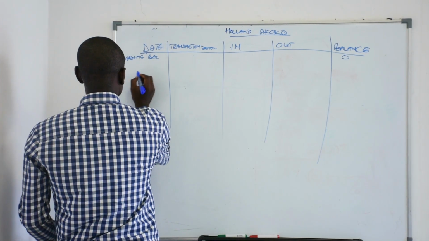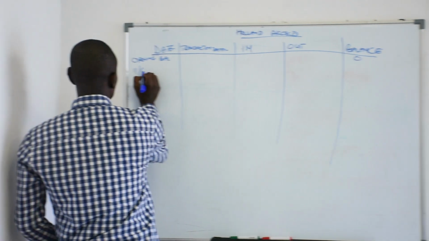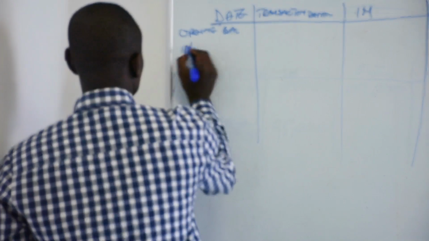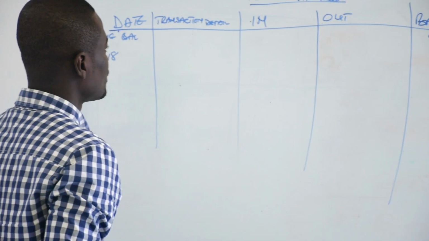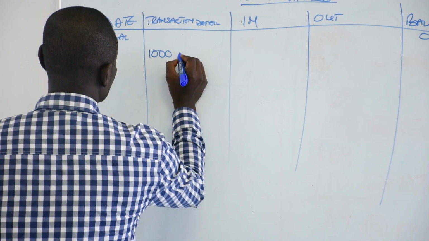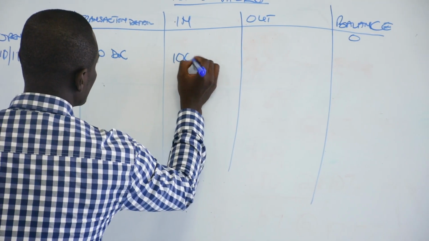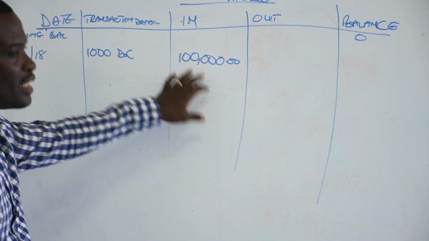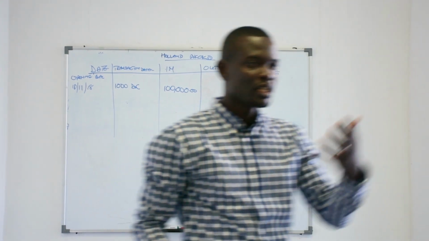Okay, so on the 10th of November 2018, Holland Akoko supplied us 1,000 DOCs at the cost of, let's say, 100,000. Okay, so we put it under in, because if somebody supplies you DOCs, the person is bringing you goods.